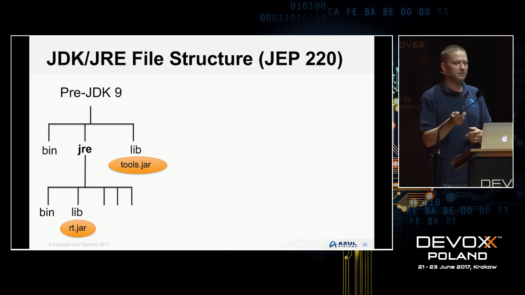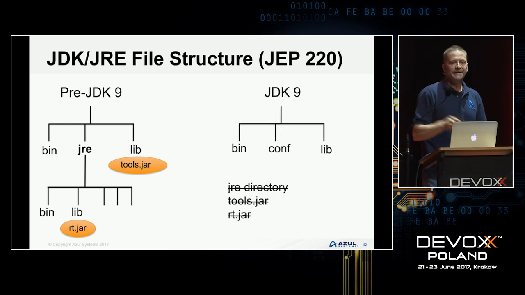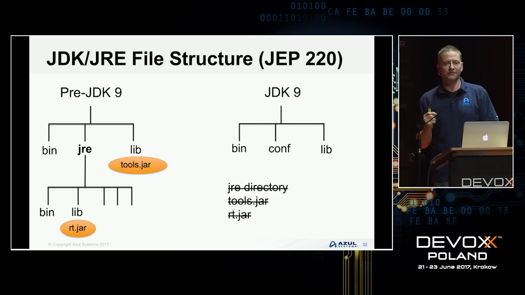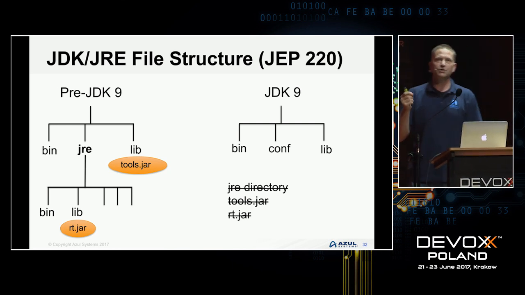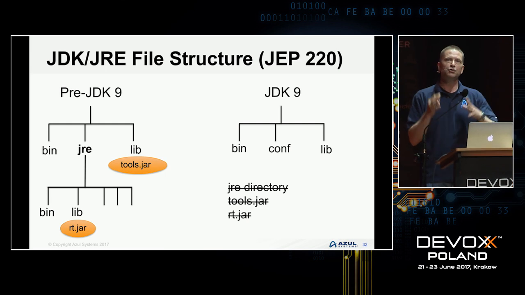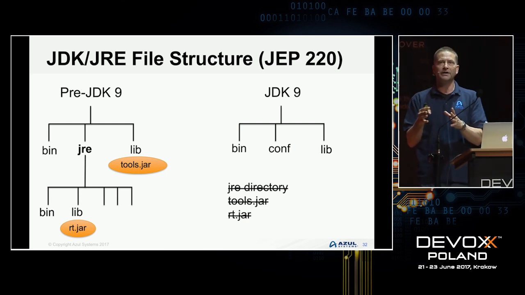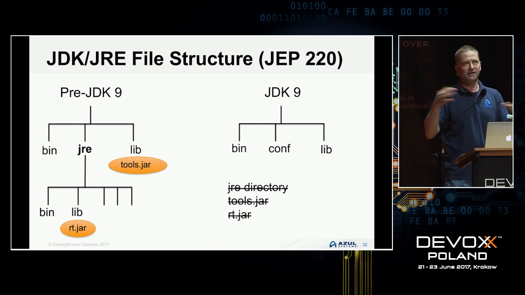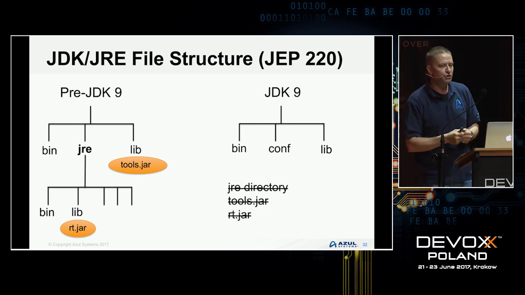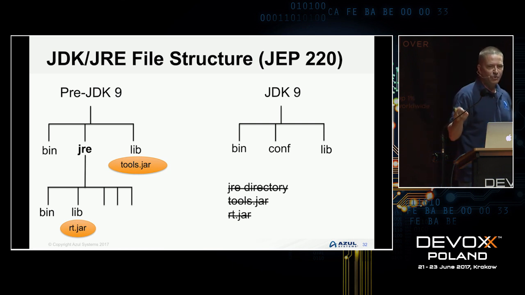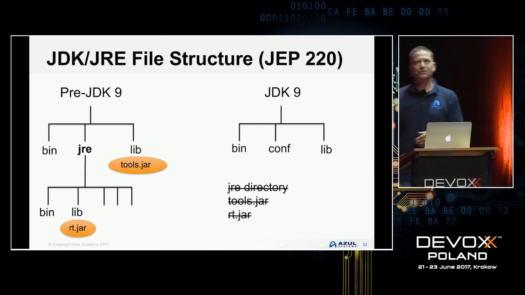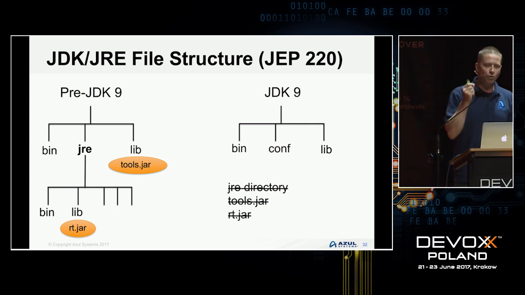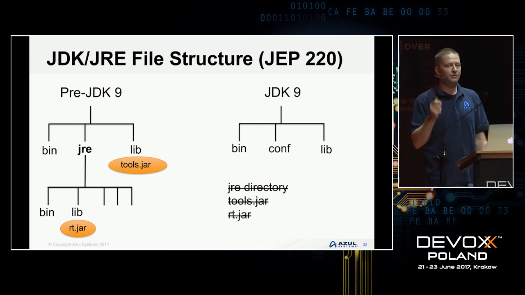The lib directory contains rt.jar. Now that's all been flattened out, so you have one bin directory with one copy of Java. You have a conf directory which contains all of the files which you could potentially want to modify for configuration. Before, they were spread around in the JDK, and it was never clear which ones were potentially ones you could change and which ones weren't. There's a lib directory for native files. There's also a mods directory that contains all of the modules for the JDK itself. No more JRE directory, no more tools.jar, no more rt.jar.